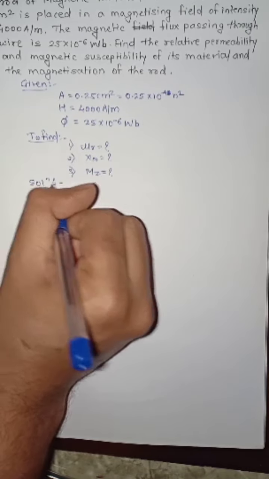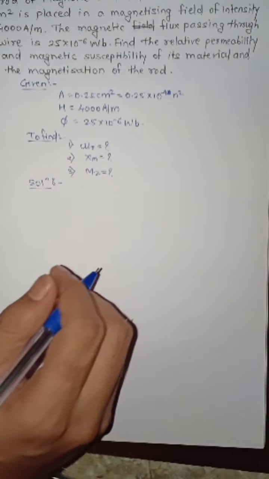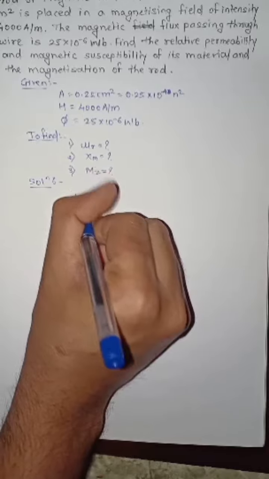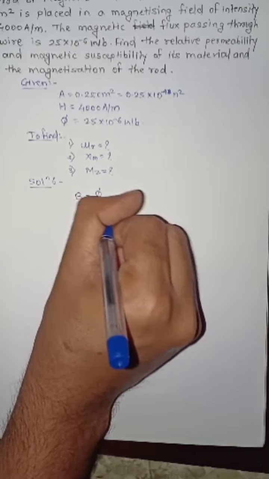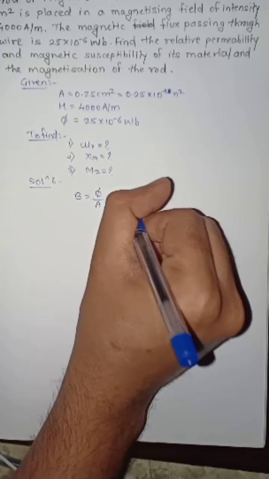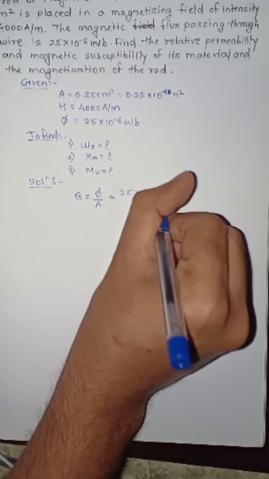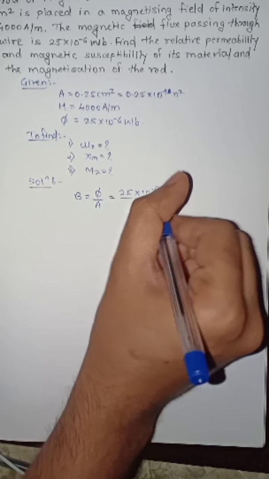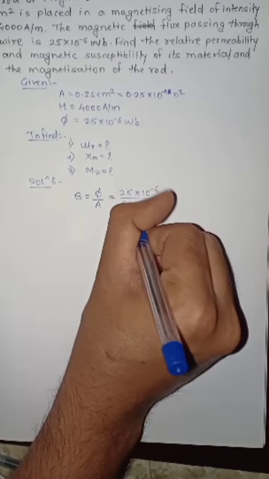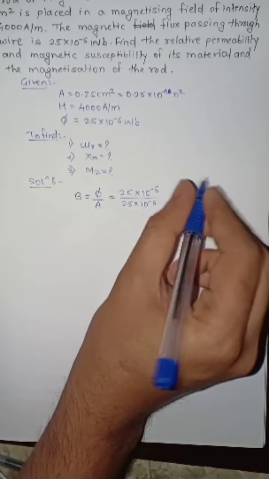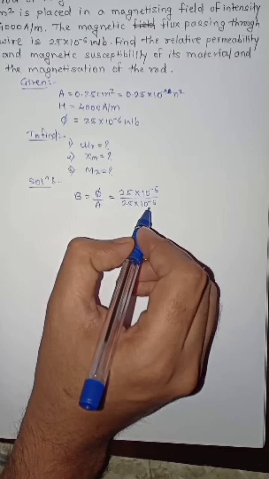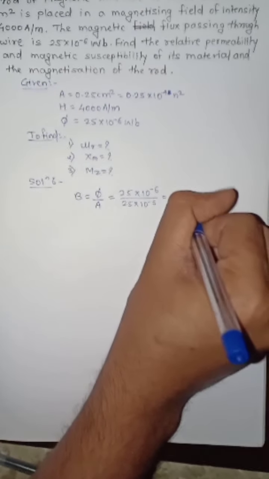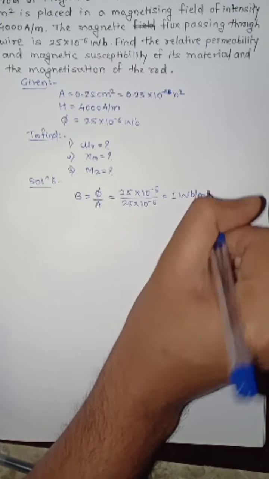Now to find out mu r, we have to first find out B, and from phi and A we will find out B. B is equal to phi upon area. What is phi? 25 into 10 raised to minus 6, and what is area? 0.25 into 10 raised to minus 4, which is equal to 25 into 10 raised to minus 6. So here 25 into 10 raised to minus 6 and 25 into 10 raised to minus 6 get cancelled. We get here B is equal to 1, and its unit is Weber per meter square or Tesla.